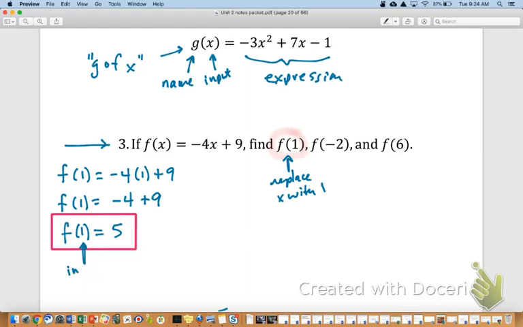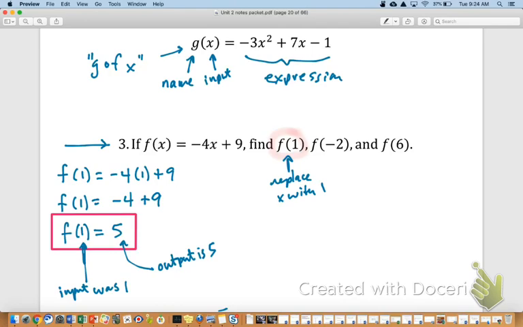The input was 1. And what's the 5? That's the output. That's the y value. Yeah, so the output is 5. So that's all that means. There's no multiplication happening on that particular expression. It's just the input was 1 and the output was 5. It's a nice descriptive way of doing an evaluation.